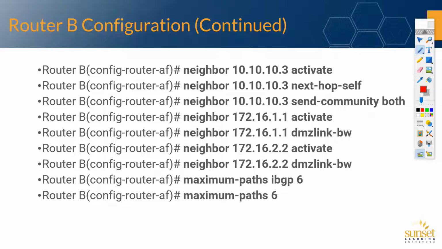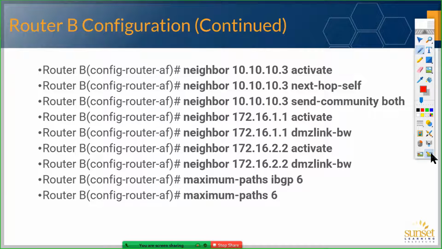Here's just the rest of it, right? Where they're activating the other router, sending community strings. I activate my service provider, and I've done the DMZ link bandwidth on that service provider. So I've said neighbor and the IP address DMZ link bandwidth. Okay, I've done that same thing on the other link that we have up to the service provider in autonomous system number 200. They've turned on maximum paths for internal BGP to be 6, and they've set external BGP to be 6 multiple paths as well. Okay.